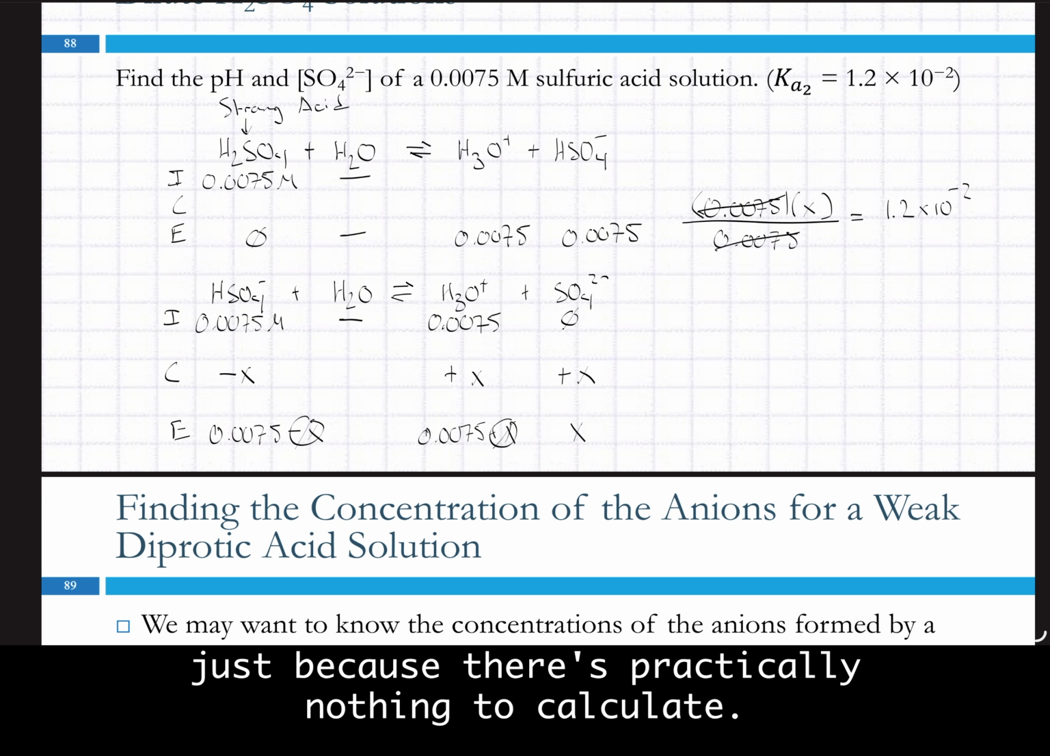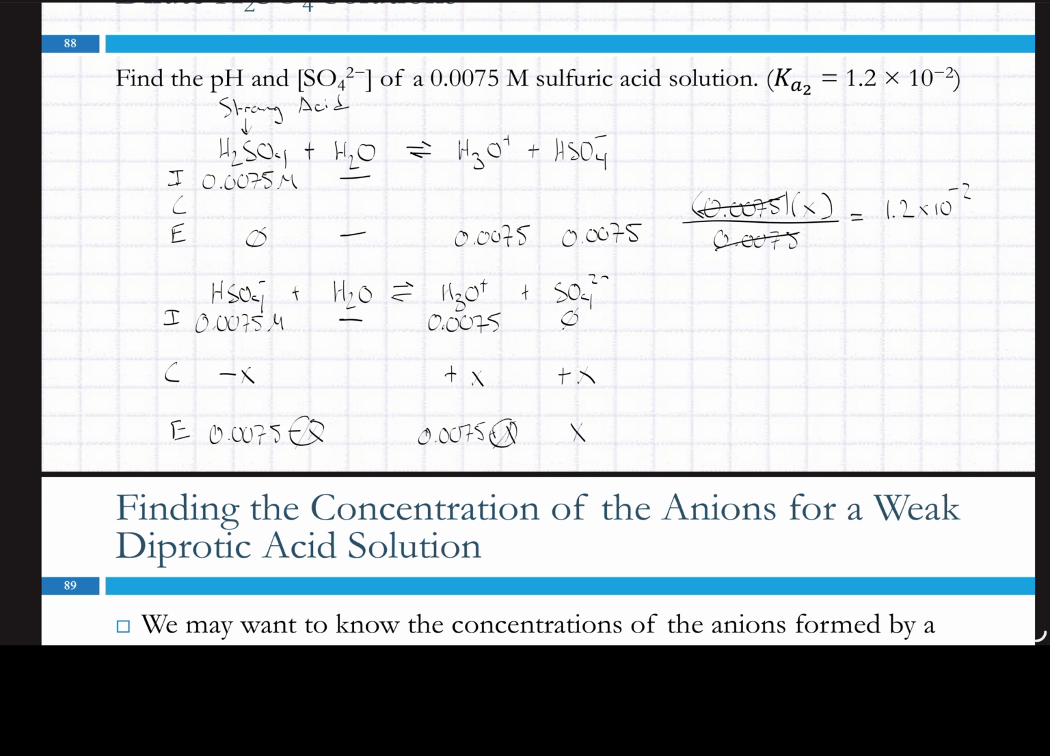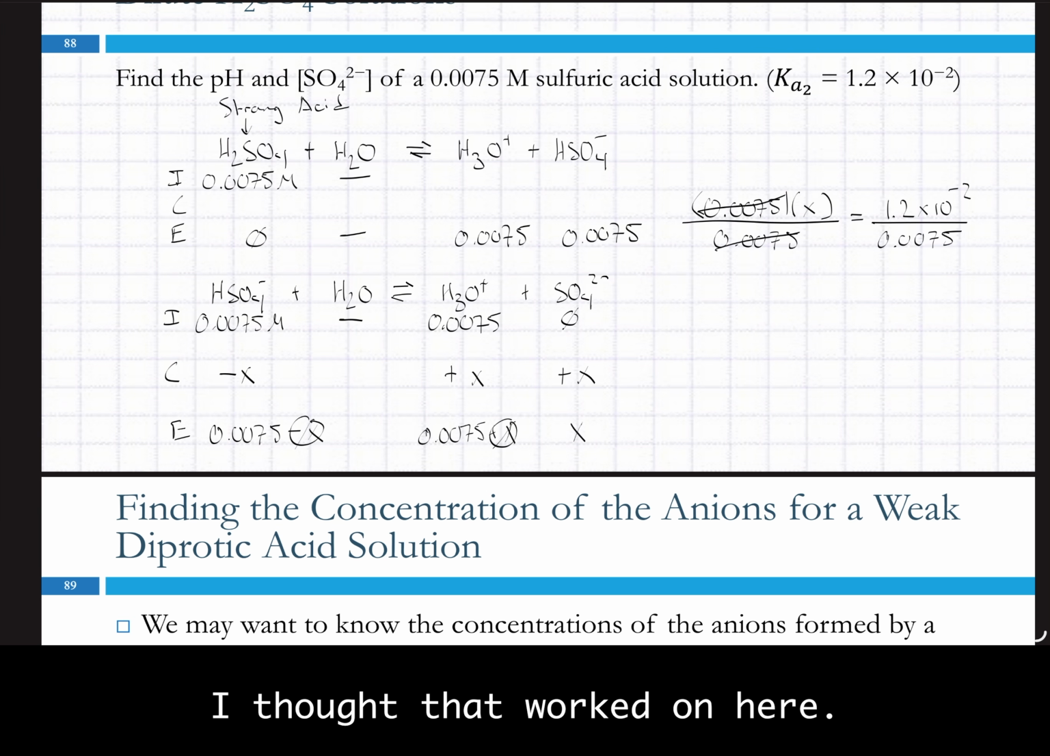So it's worth checking just because there's practically nothing to calculate. Although I think actually, this isn't going to work. Because now 1.2 divided by 0.0075 is going to be, yeah, 1.6. 1.6 is quite a bit too big. For some reason, I thought that worked on here.